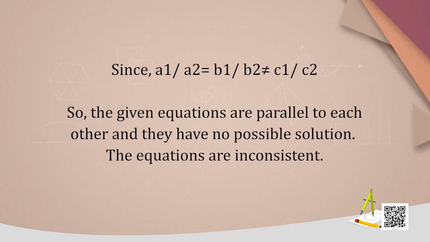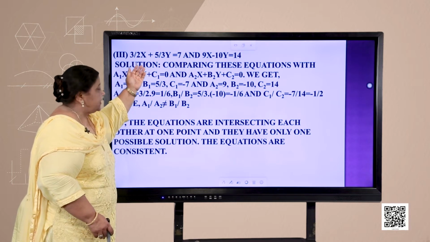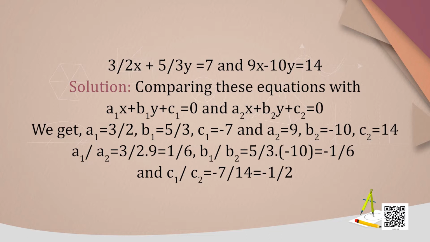Just observe, we have a1 upon a2 is equal to b1 upon b2, but that is not equal to c1 upon c2. So, the given equations are parallel to each other and they have no possible solution. The equations are said to be inconsistent. Let us see the third part, which says 3 upon 2 x plus 5 upon 3 y is equal to 7 and 9x minus 10y is equal to 14.